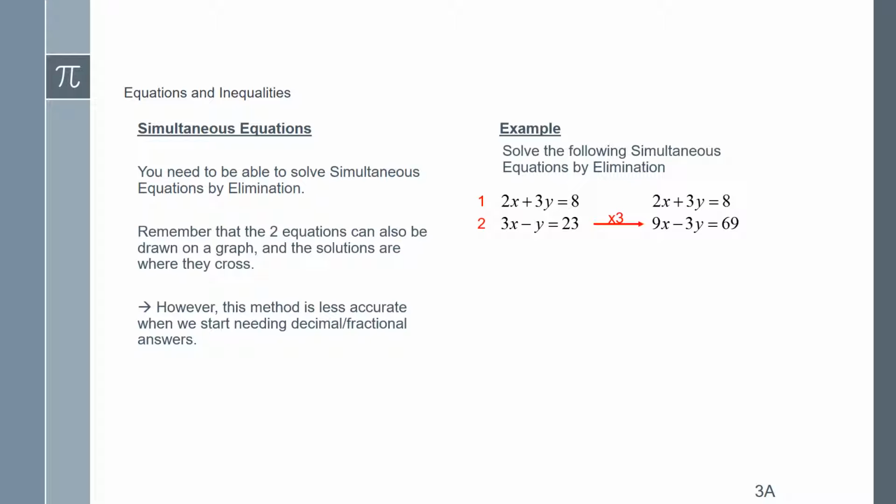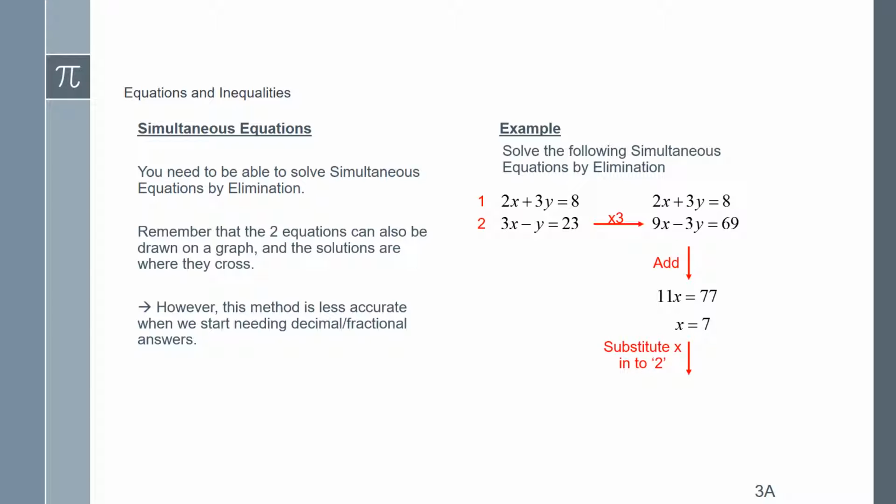Now there's a 3y in equation 1 and a 3y in equation 2. So the elimination method is trying to make one of the variables have the same coefficient in both equations, so then we can eliminate them. How do we eliminate them? We add them together. And if you add them together, you end up with 11x equals 77. 2x plus 9x is 11x. 3y add minus 3y is nothing. And 8 plus 69 is 77.